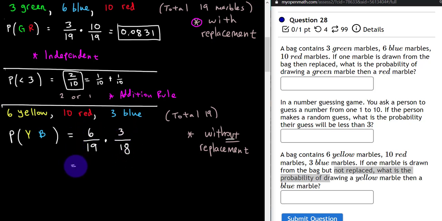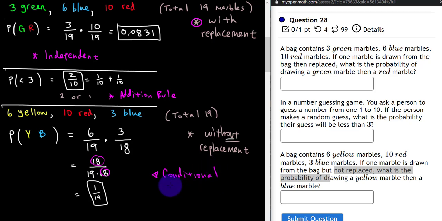So here, I think I can do this without the help of a calculator. We have 6 times 3 is 18 over 19 times 18. And if you notice, the 18s cancel, leaving a 1 over 19 as the answer. The main point with this last problem is that this was conditional probability. So not independent, because selecting the yellow marble and not replacing it affected the probability of that blue marble being chosen, namely with that denominator right there, that 18.